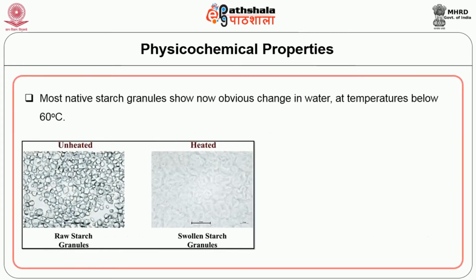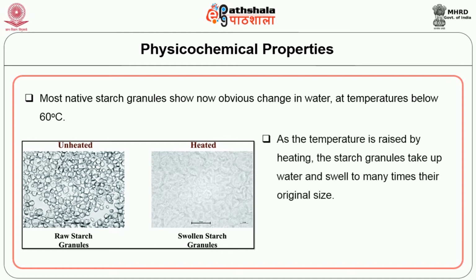Well students, now we will have a brief explanation about the physicochemical properties of starch. Most native starch granules show no obvious changes in water at temperatures below 60 degrees Celsius. As the temperature is raised by heating, the starch granules take up water and swell to many times their original size.